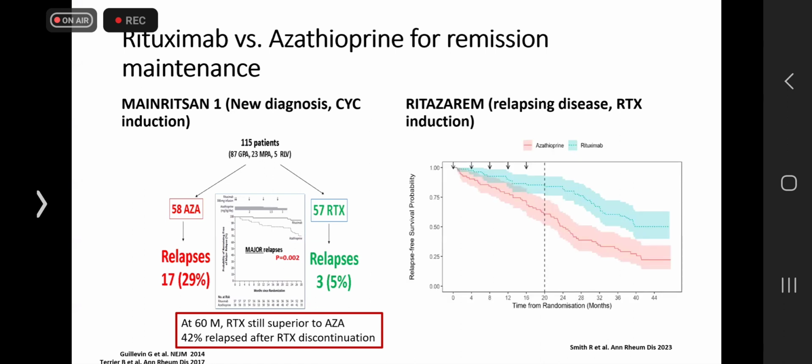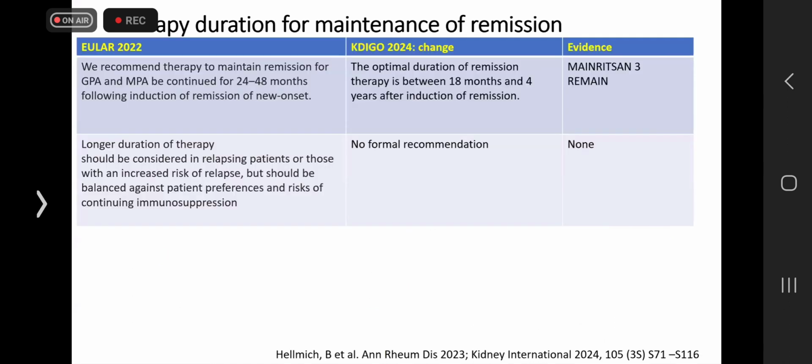Here is the RITAZAREM trial, which enrolled patients who had relapsing disease, who then achieved remission using rituximab for remission induction. Then they were randomized to either get azathioprine 2 mg per kilo per day, which was tapered and stopped by month 27, or they received rituximab 1,000 mg beginning at month 4, every 4 months for 5 doses. And the primary outcome was the relapse rate at 24 months. What you see in blue is rituximab and pink is azathioprine. Rituximab had a superior relapse-free survival both at 24 months and at 48 months.